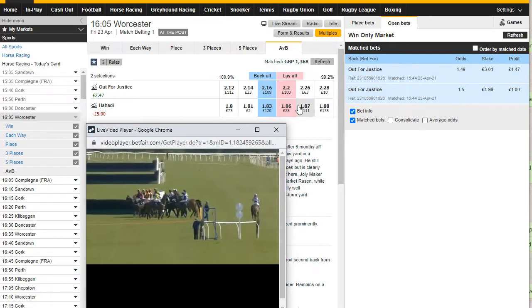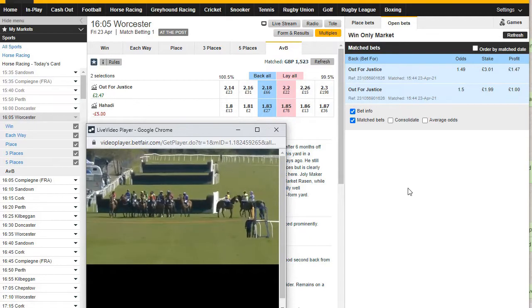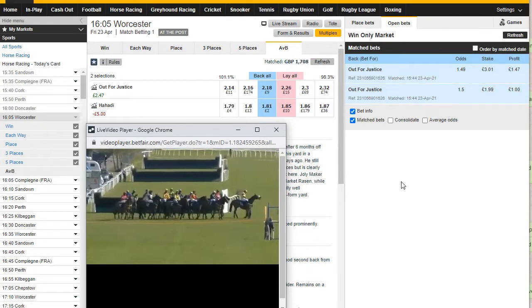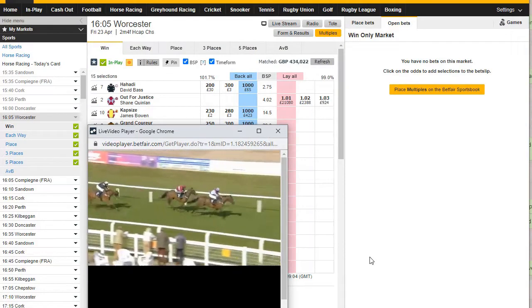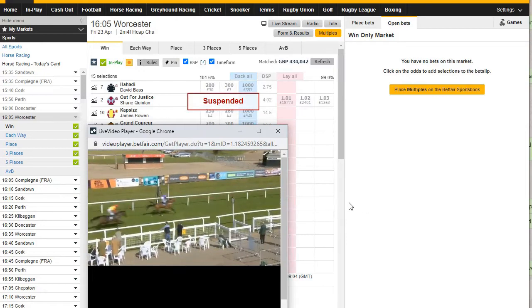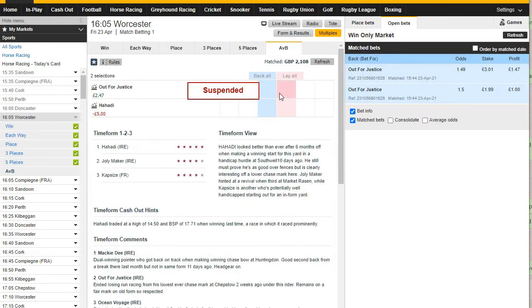As you can see, I got a much better price on Out for Justice if I'd have waited until nearer the post, so that might be something to take into consideration, not to go too early. Out for Justice has come from last to first to win the first race back at Worcester, and Out for Justice beats Ocean Voyage. The only thing that I was mad about, of course, is that Out for Justice won the race, and I could have got a much better price because that went off at 2.40, 2 something. So if I'd have waited, I'd have got a better price. But you can see that it worked.